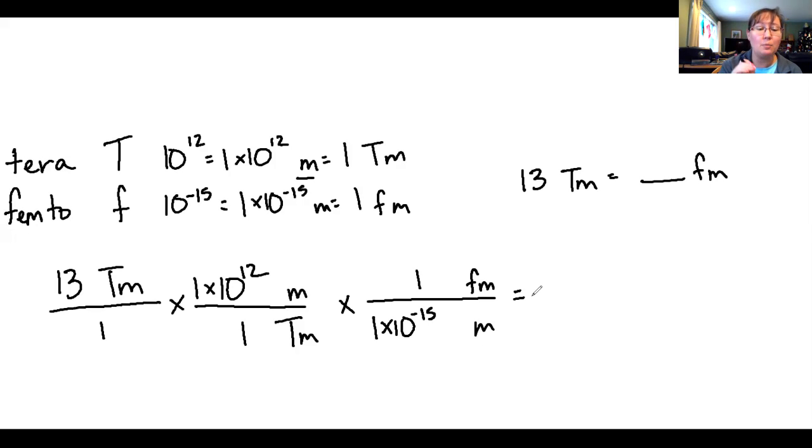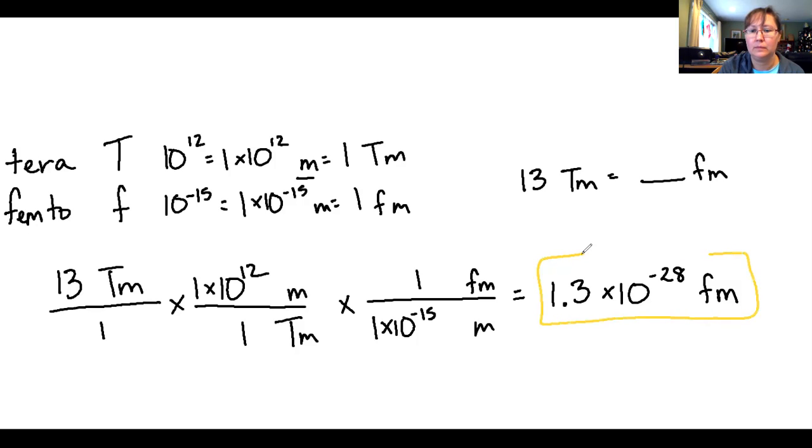I strongly recommend that you pull out your calculator and you do this problem now so that you don't have a calculator malfunction on the test. And what I get with this is 1.3 times 10 to the negative 28 femtometers. And that would be my final answer. Okay, so that's how you're going to do these unit conversions.